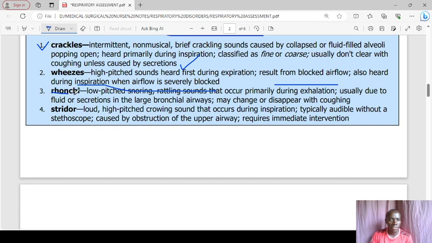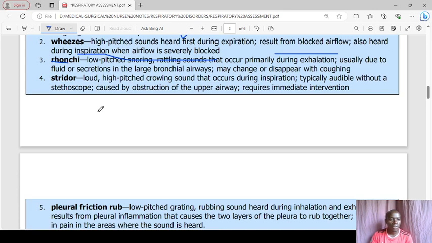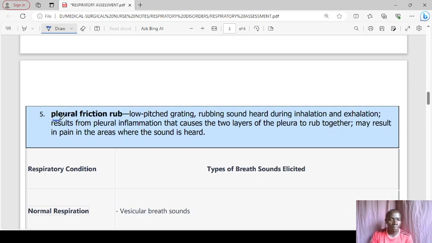The rhonchi are the next one. These are low-pitched snoring, rattling sounds that occur primarily during exhalation, usually due to fluid or secretions in the large bronchial airways, and may change or disappear with coughing. Stridor. This is a loud, high-pitched crowing sound that occurs during inspiration. It is typically audible even without a stethoscope. It is usually caused by obstruction of the upper airway and requires immediate intervention. Okay, as in croup disease, laryngotracheal bronchitis.